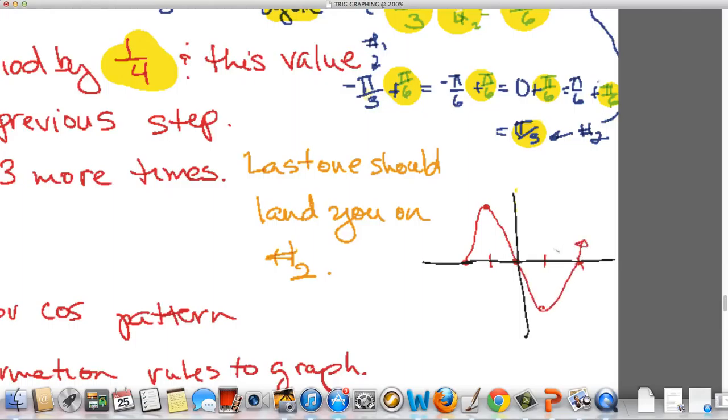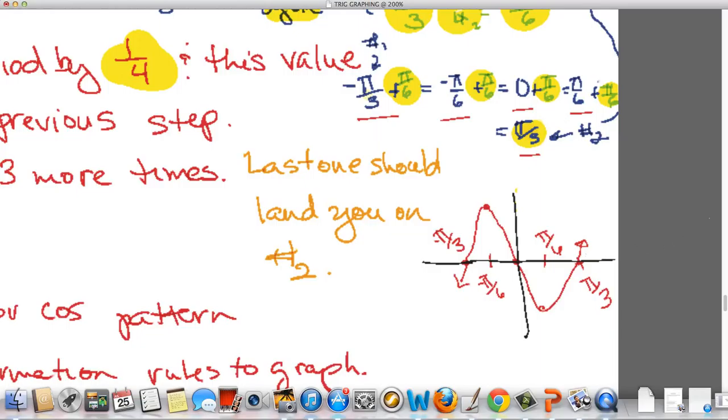And it would keep going in either direction. So this point was negative pi over 3, negative pi over 6, 0, pi over 6, and pi over 3. Okay? And these are these points here. That's where I got them. Every time I added pi over 6, that's how I knew what to put on the graph.